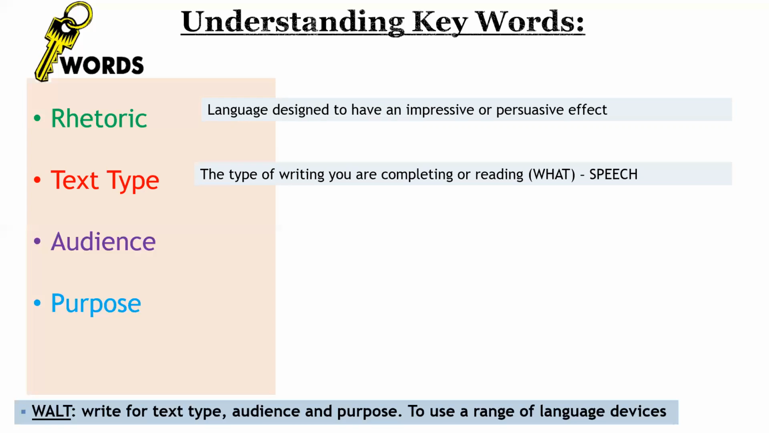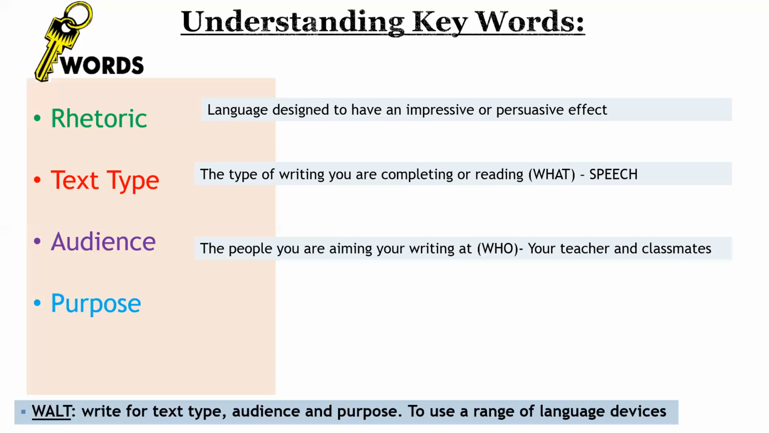So text type is what we're going to be writing. If I said to you, go on and write something, you'd be really annoyed because you wouldn't know what we were doing. So text type I always think of as the what, and in this case, you're writing a speech. The audience is who you're aiming at. So in this instance, it's us, it's going to be in front of me, and in front of your classmates. The reason it has to have some classmates involved is that you need to be able to answer questions. So it can't unfortunately be just you, but we will discuss that nearer the time, so don't stress about that yet.